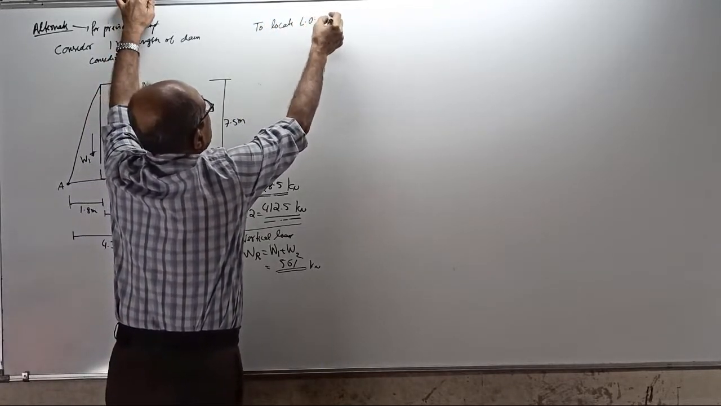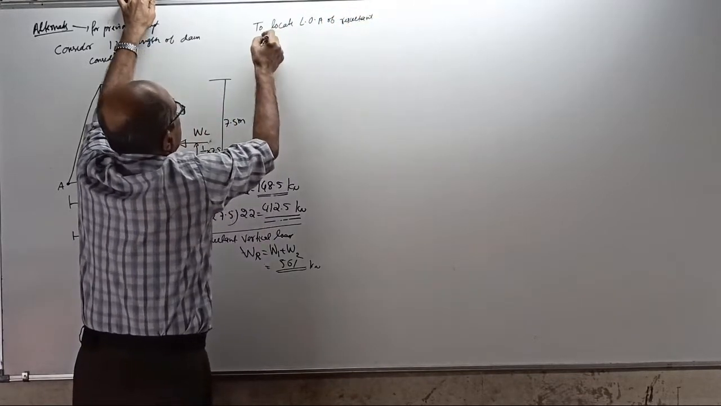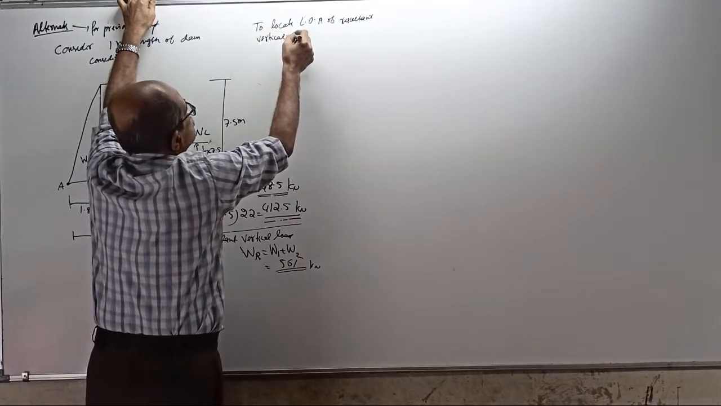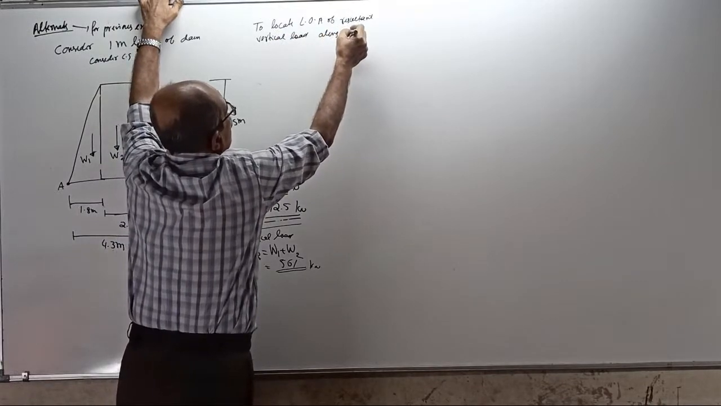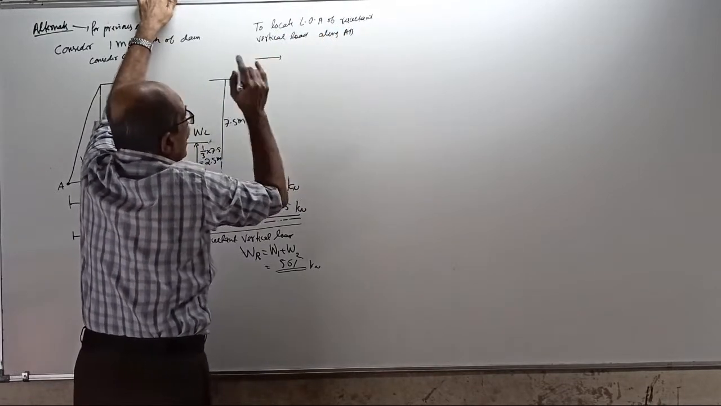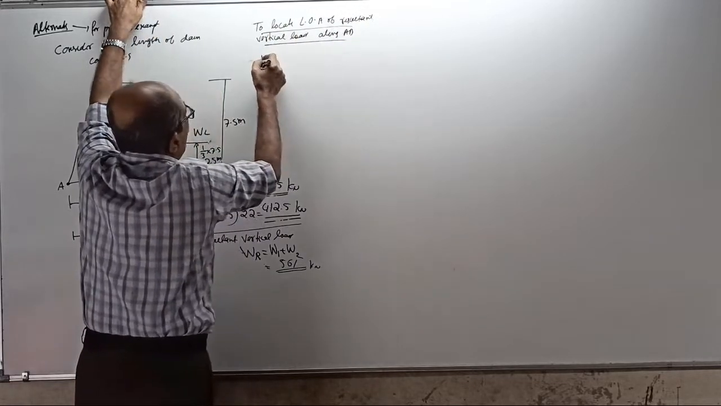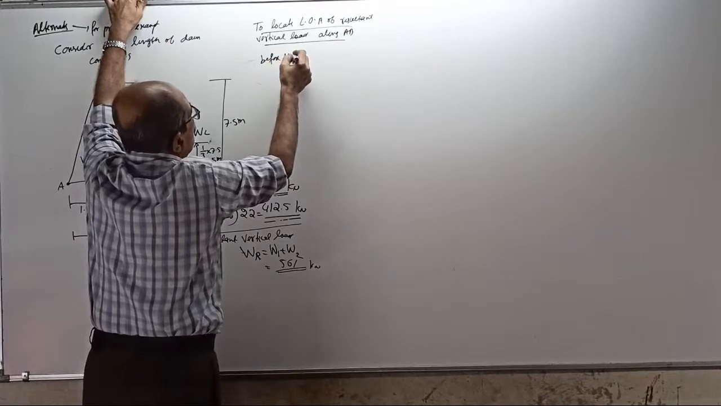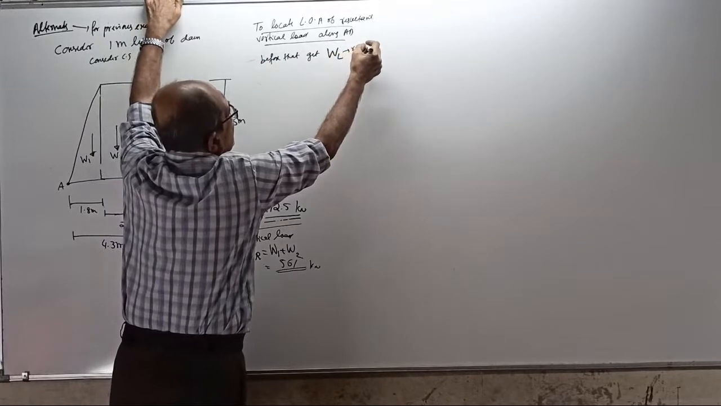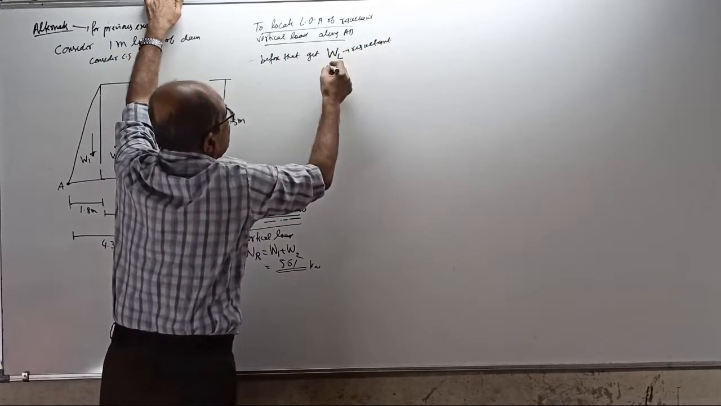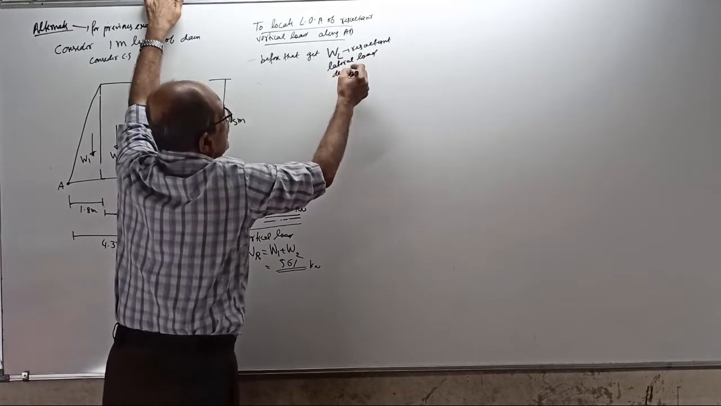Now what you want is to locate the line of action of the resultant vertical load along AB. But before that, get WL, that is the resultant lateral load due to water pressure.